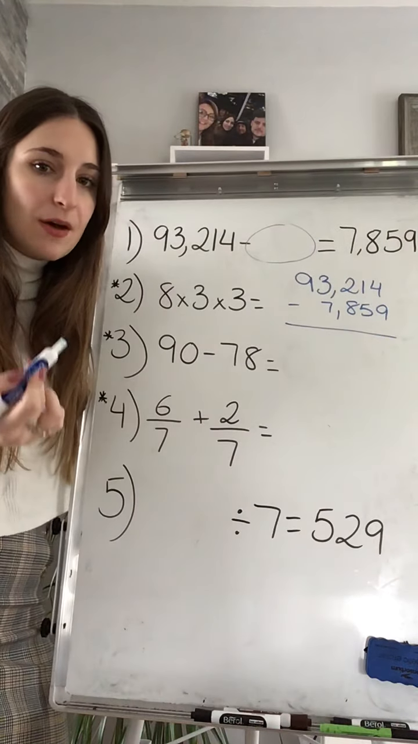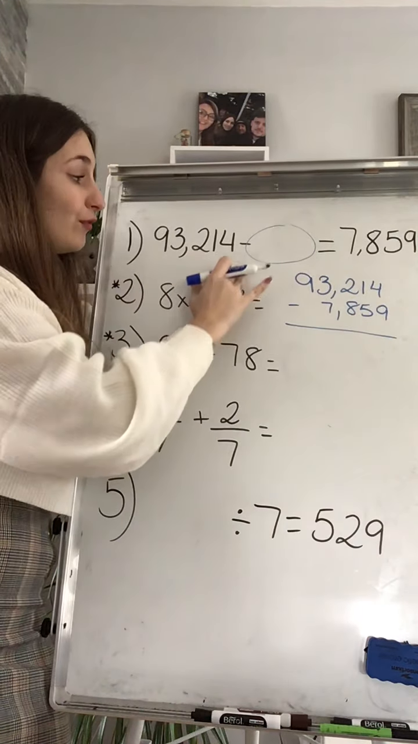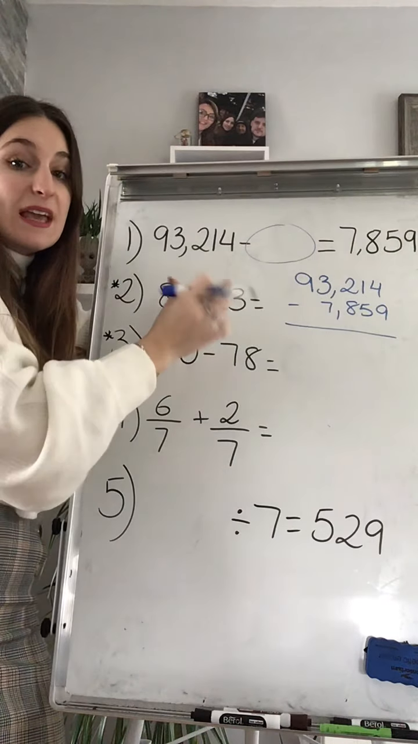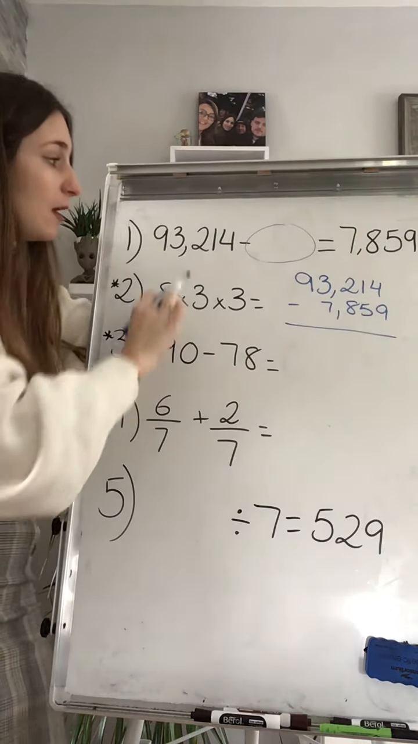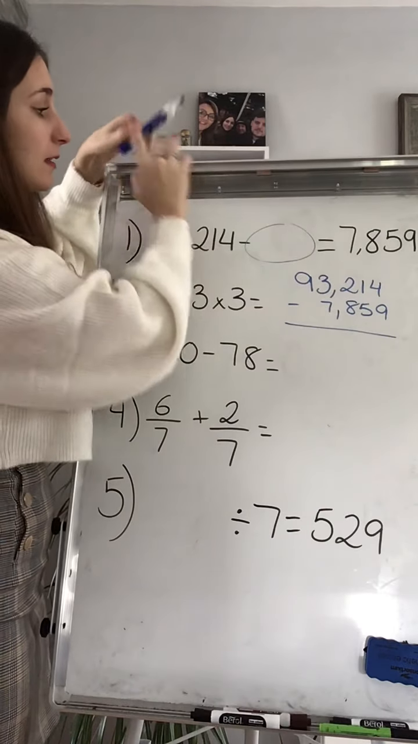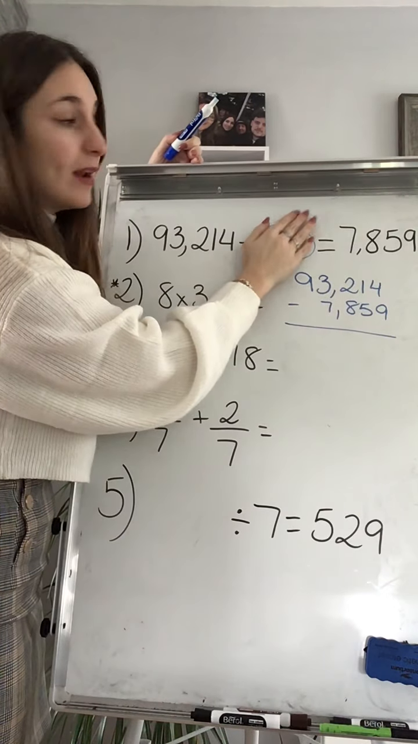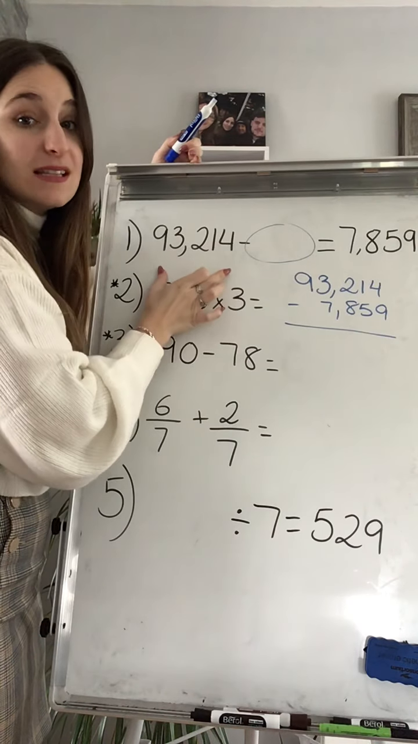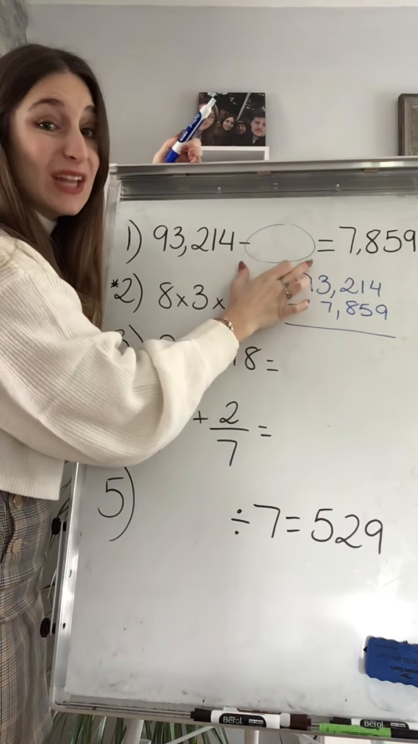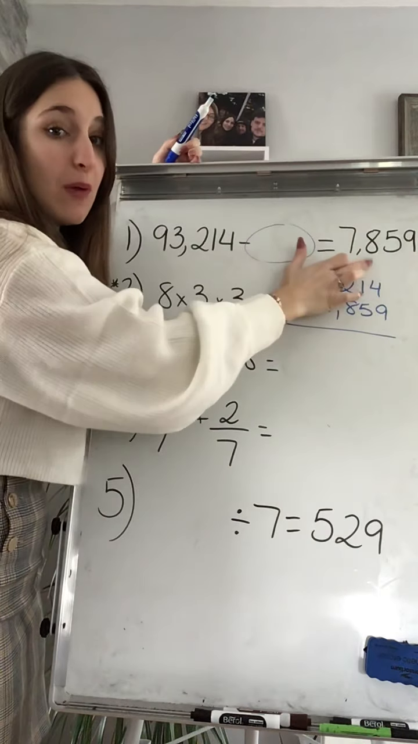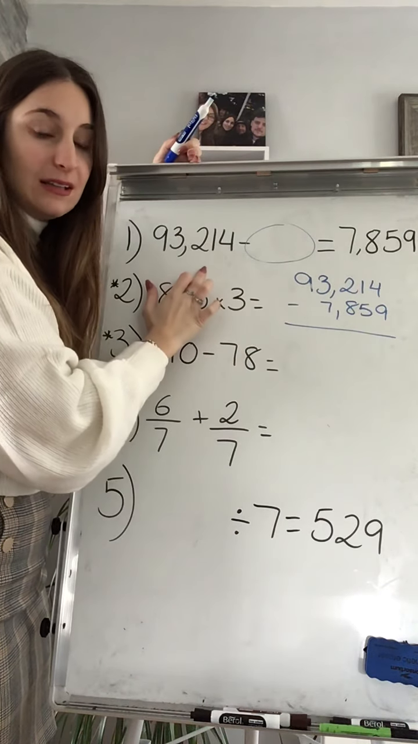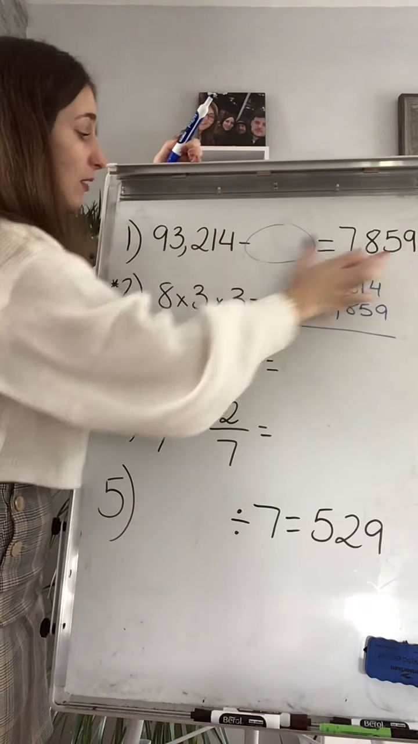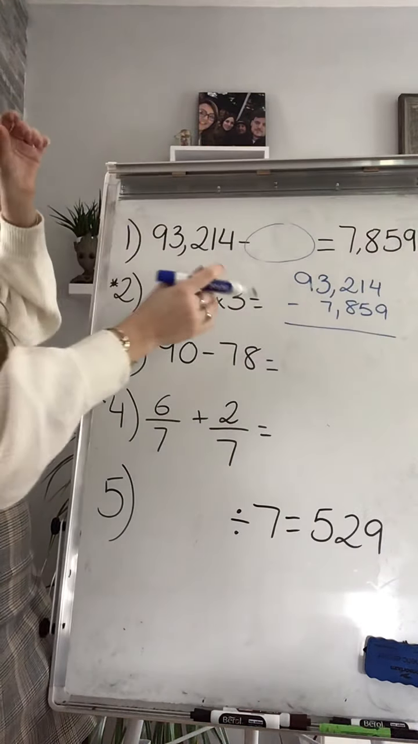Remember that when it is your first number that is missing, you just do the inverse, which will be adding. But because here the second number is the missing one, 93,000 take away something is 7,000, but we don't know that something. We don't know how much we need to add to get 93,000. So you just straight away take away 7,000 from 93,000, okay?